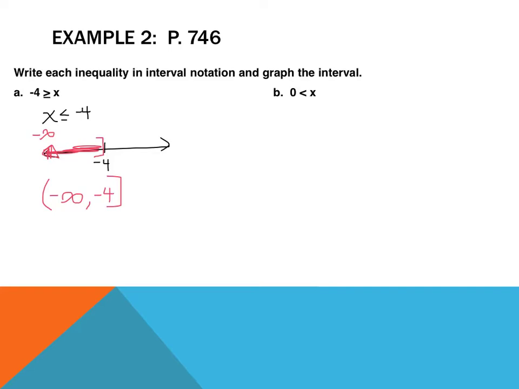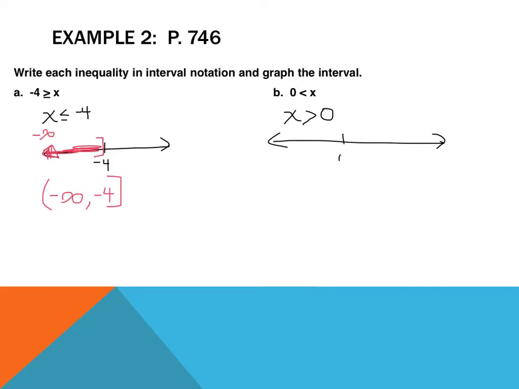Okay, with B, I'm going to switch it just like I did with A, so I'm going to have x is greater than 0. So notice that it's pointing to the 0 in both ways that it's written. It's always open to the x.